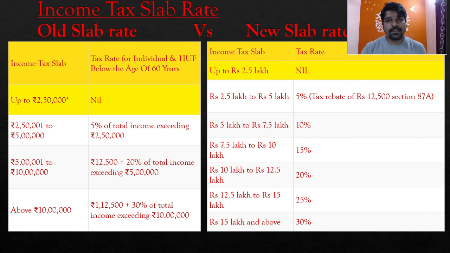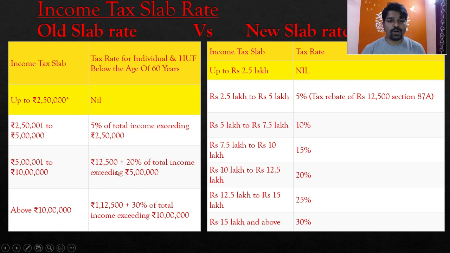After deducting all the deductions, whichever slab rate he is coming under, on that slab rate only you have to deduct. There is the old slab rate and the new slab rate, and many are confused between the old and new. The main difference is that in the old you can claim all the deductions, and in the new slab you can't claim any deduction or exemption.